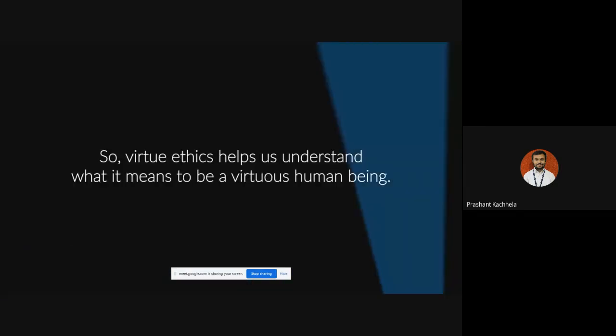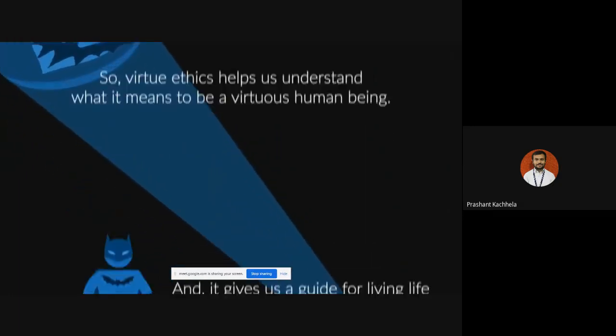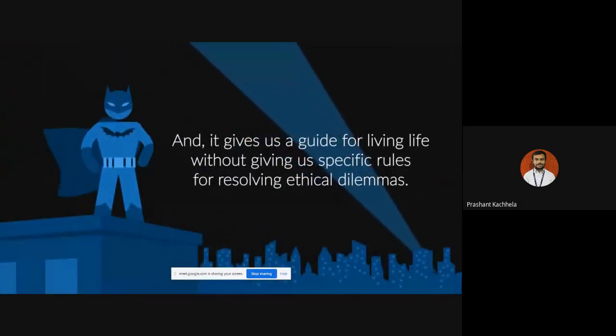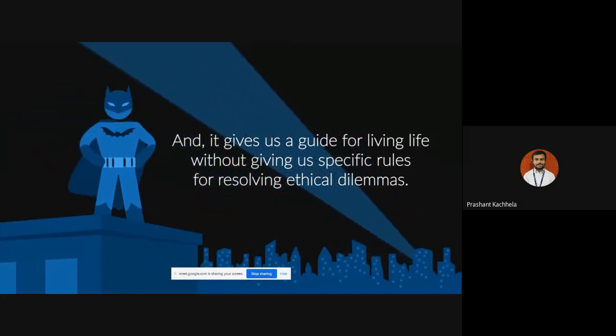So, virtue ethics helps us understand what it means to be a virtuous human being. And it gives us a guide for living life without giving us specific rules for resolving ethical dilemmas.